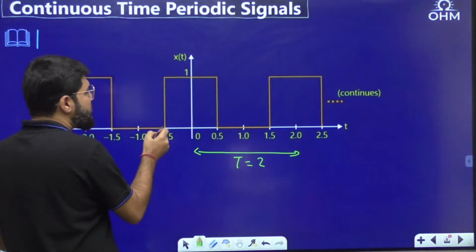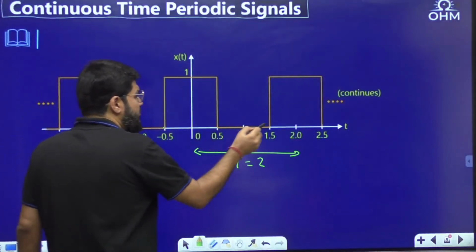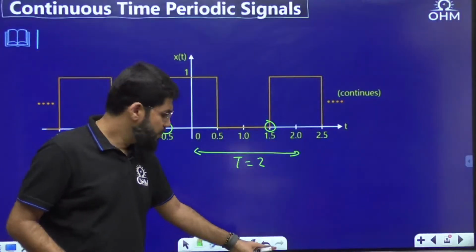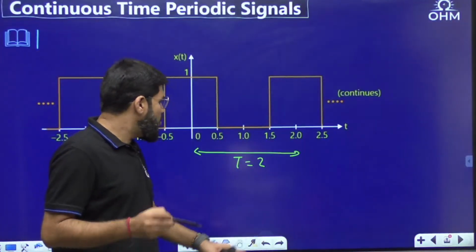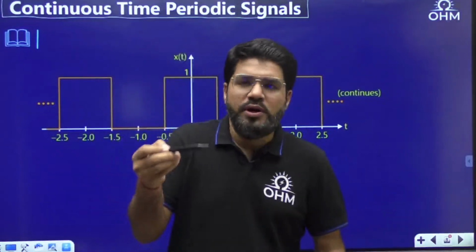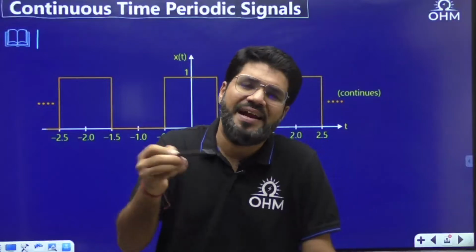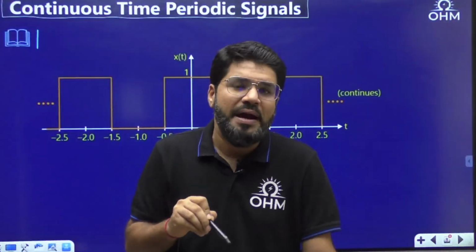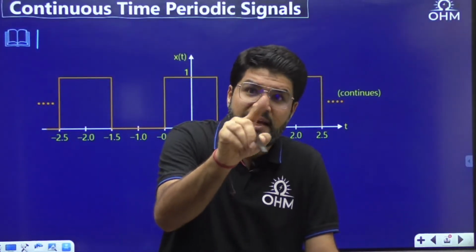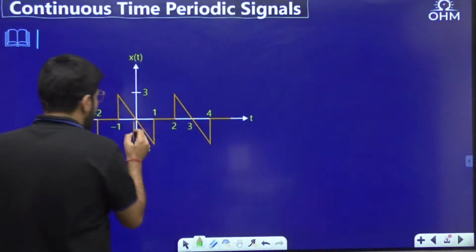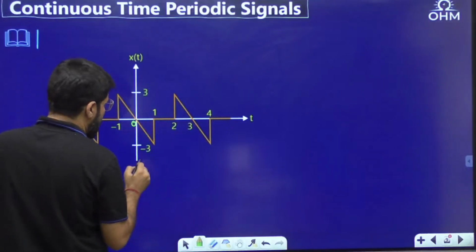Or somebody can measure from the starting of the rectangle, minus 0.5, up to plus 1.5. What is the time gap? It is T equal to 2. Now whenever I say period, I told you that T, 2T, 3T, 4T, all of these are periods. But now whenever I say period, by default I will mean the fundamental period, only a single T. Clear?